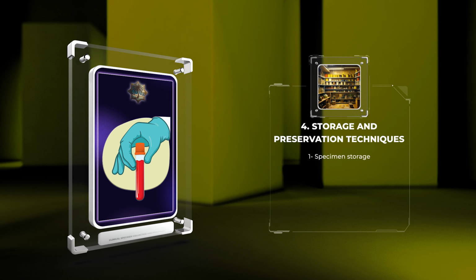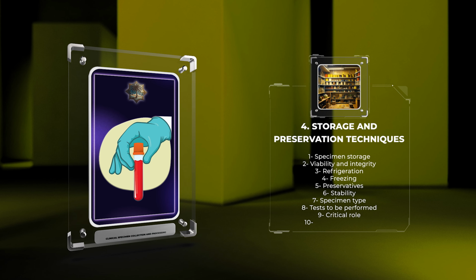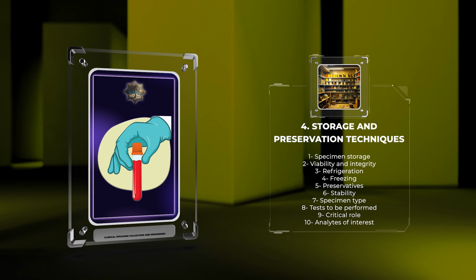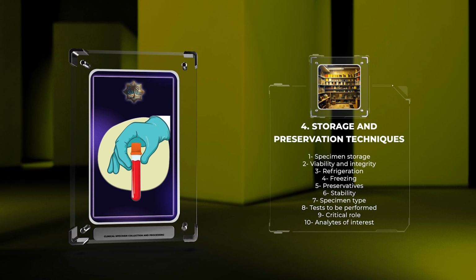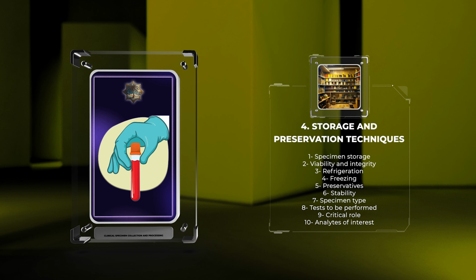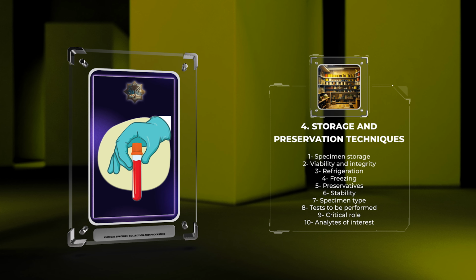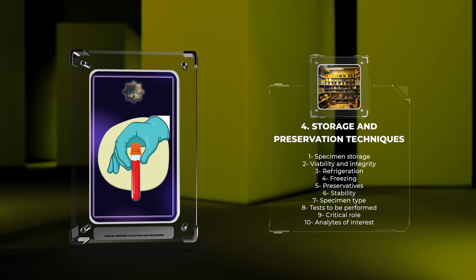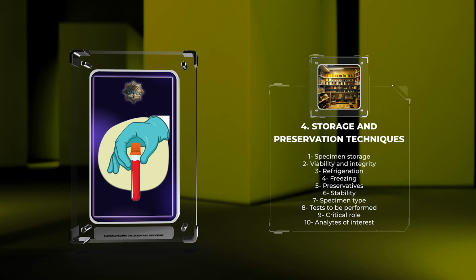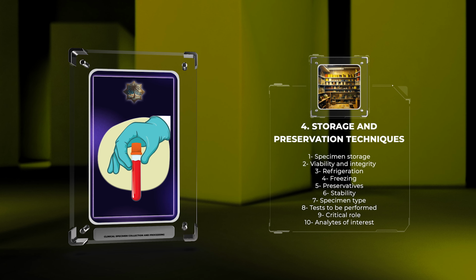In certain situations, specimens may need to be stored for a period before analysis. Proper storage techniques ensure the viability and integrity of the sample during this time. Refrigeration, freezing, or the addition of preservatives are commonly employed methods to maintain the specimen's stability. These techniques vary depending on the specimen type and the test to be performed, and they play a critical role in preserving the analytes of interest.